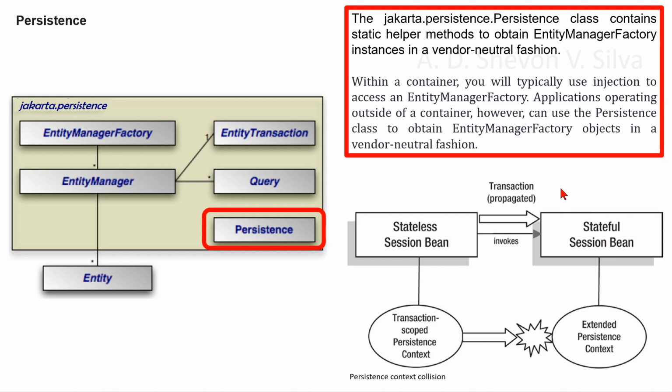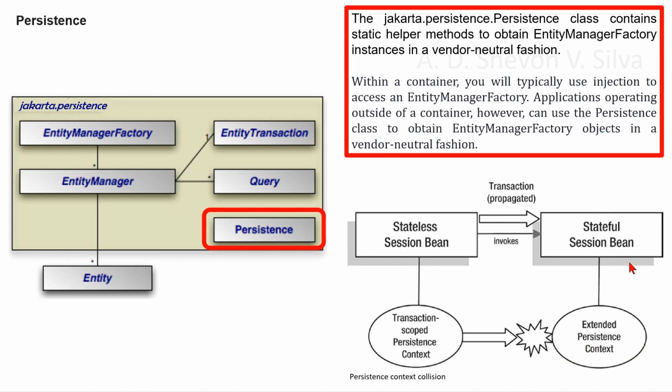Consider, for example, a stateless session bean with a transaction scoped entity manager that creates a new persistence context. Then it invokes a method on a stateful session bean with an extended persistence context.